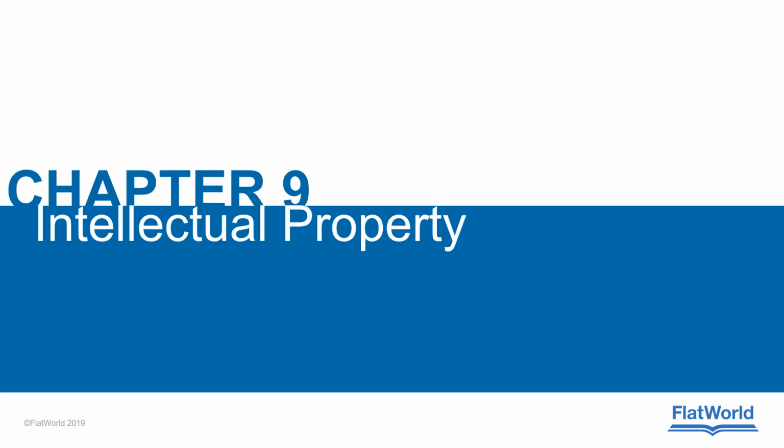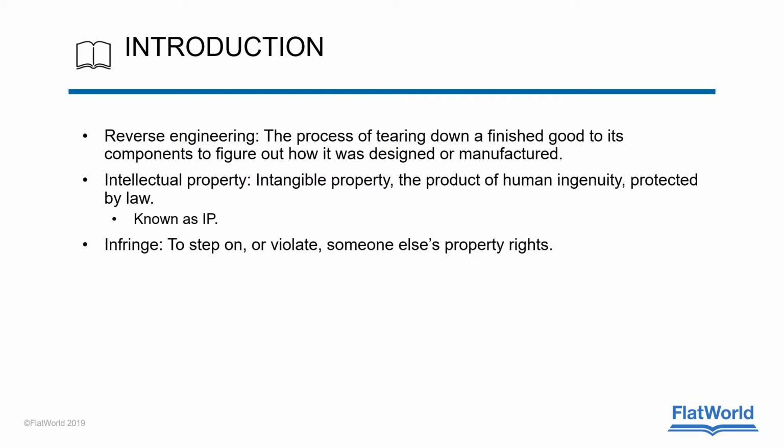So intellectual property, also known as IP. Some terms to keep in mind as we go through this. Reverse engineering is the process of tearing down a finished good to its components to figure out how it was designed or manufactured. And you all probably already know that. IP is intellectual property. It's intangible and it's the product of human ingenuity, human intellect, and it's protected by law. And then, of course, to infringe. That's to step on or violate someone else's property rights. So it's important to think of IP, intellectual property, as property, much like we had discussed in a previous chapter.